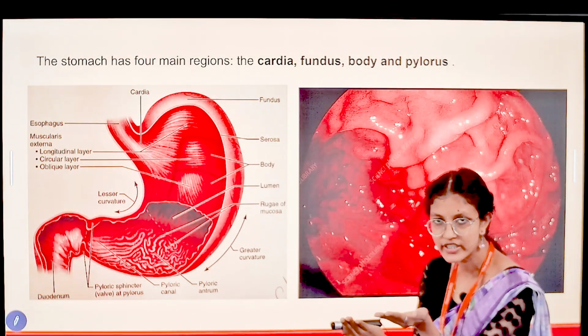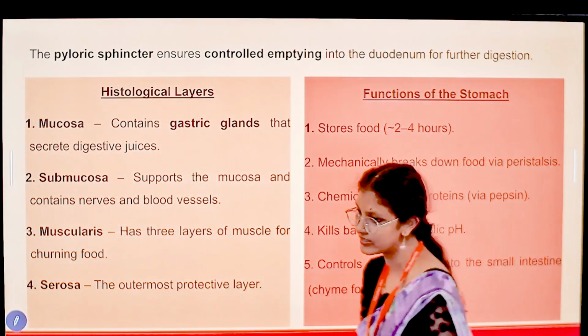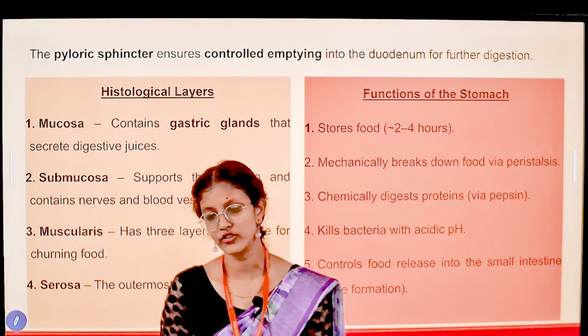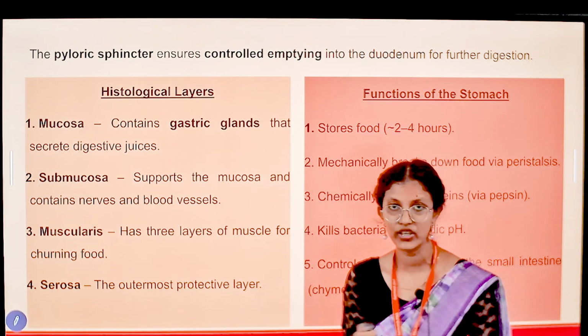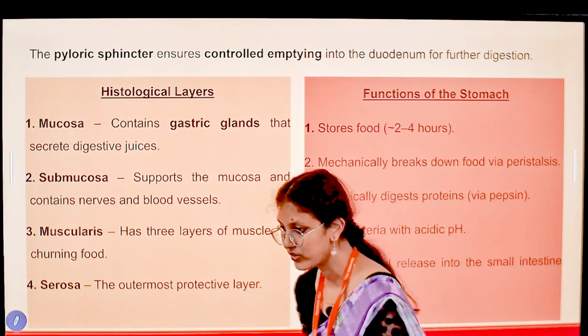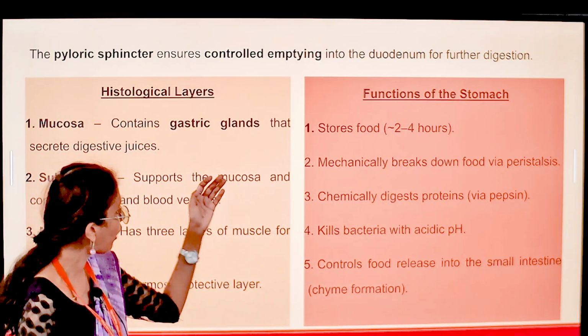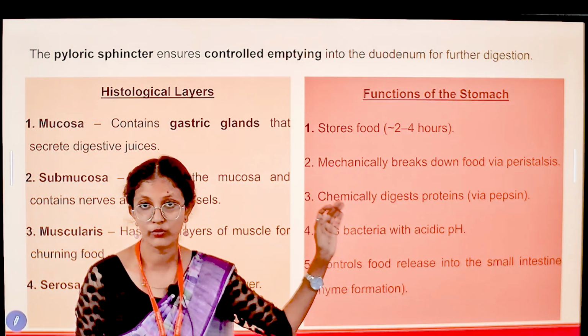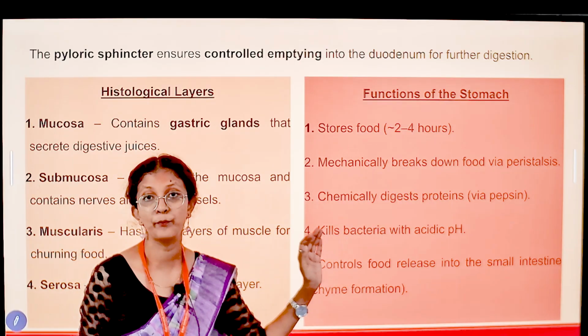If you cross-section a stomach part, you can see it exactly the same as this. And the histological layers, of course: the mucosa, the innermost layer; second is the submucosa; then the muscularis; and the outer is the serosa. The functions are storing the food for around 2 to 4 hours, and mechanical digestion, of course, occurs in your stomach, and chemically it is digesting the protein.